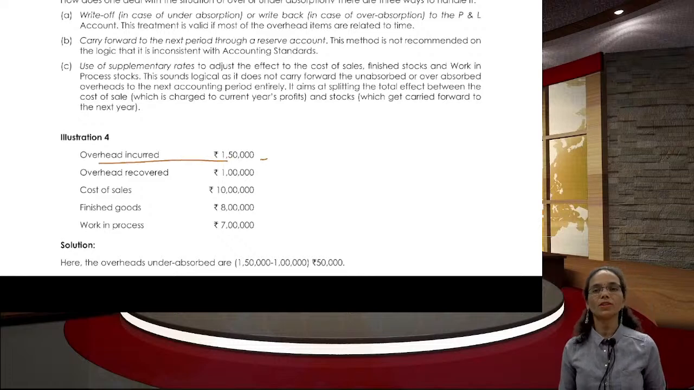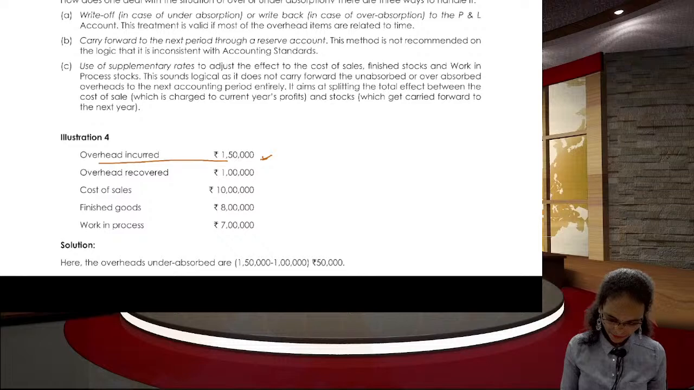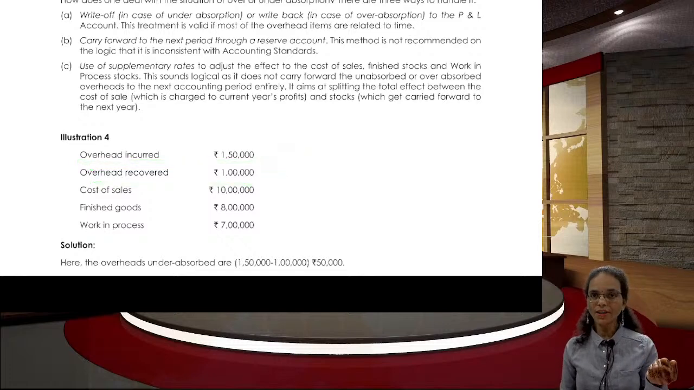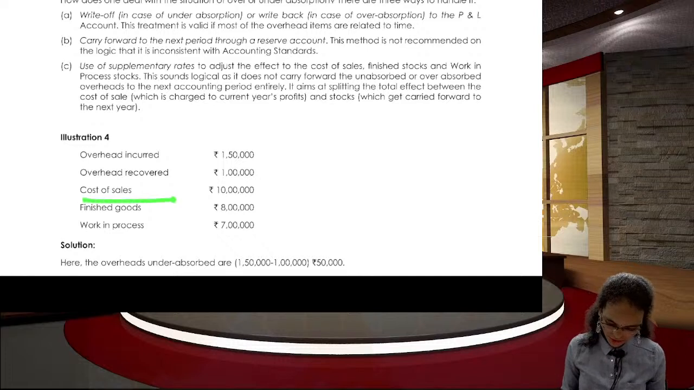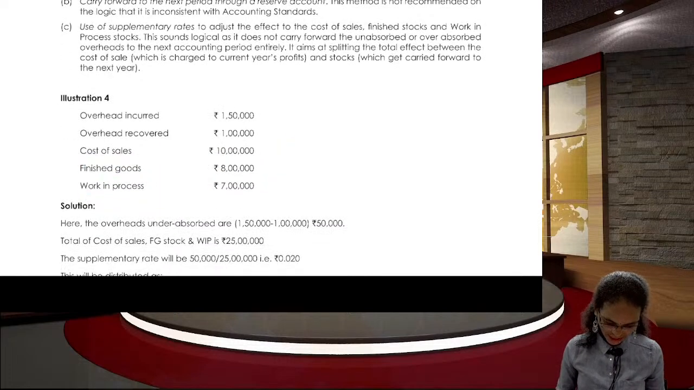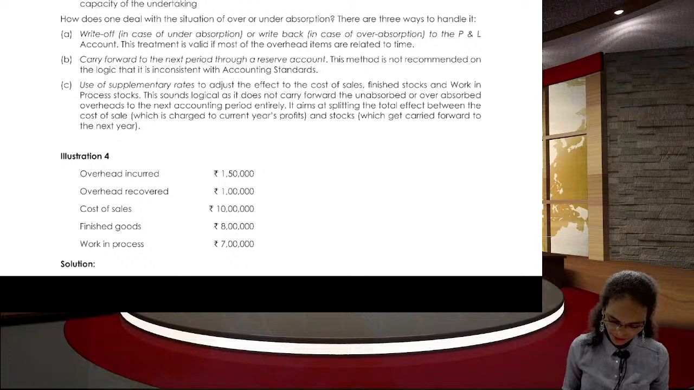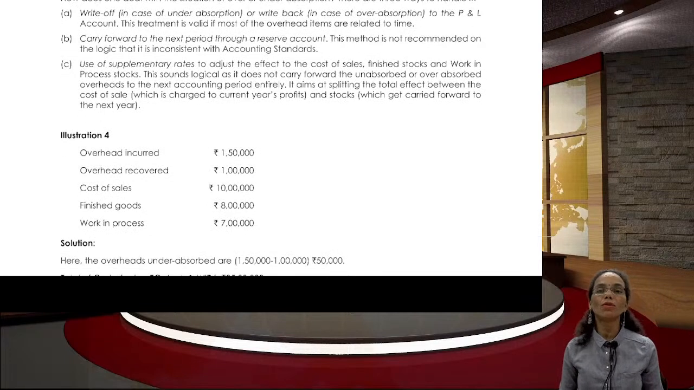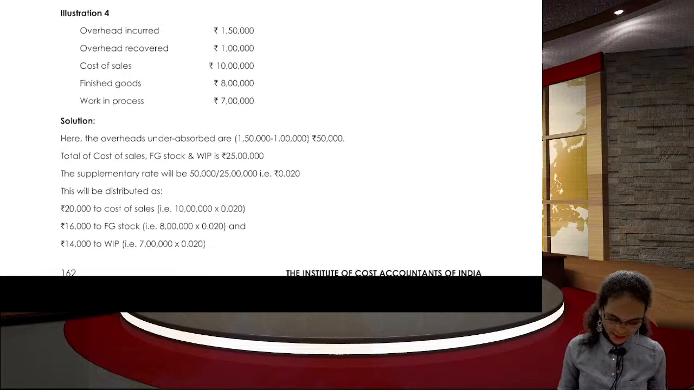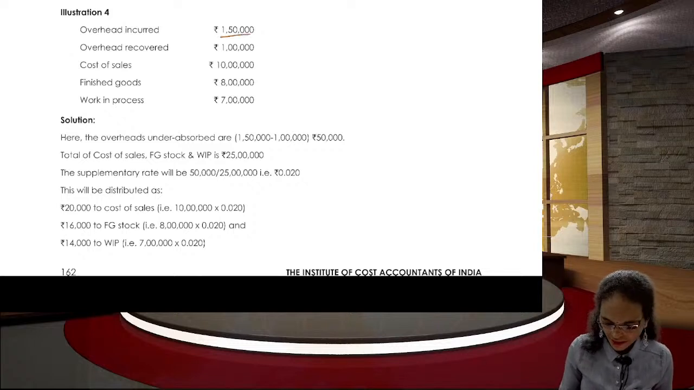Overheads incurred 1,50,000 rupees. Overheads recovered 1 lakh. Cost of sales is 10 lakhs. Finished goods 8 lakhs. Work in progress 7 lakhs. This information is for the under recovery and over recovery problem. This problem can be expected for 2 marks or 3 marks, in the MCQs or sometimes in the main. See, here we have incurred overheads.